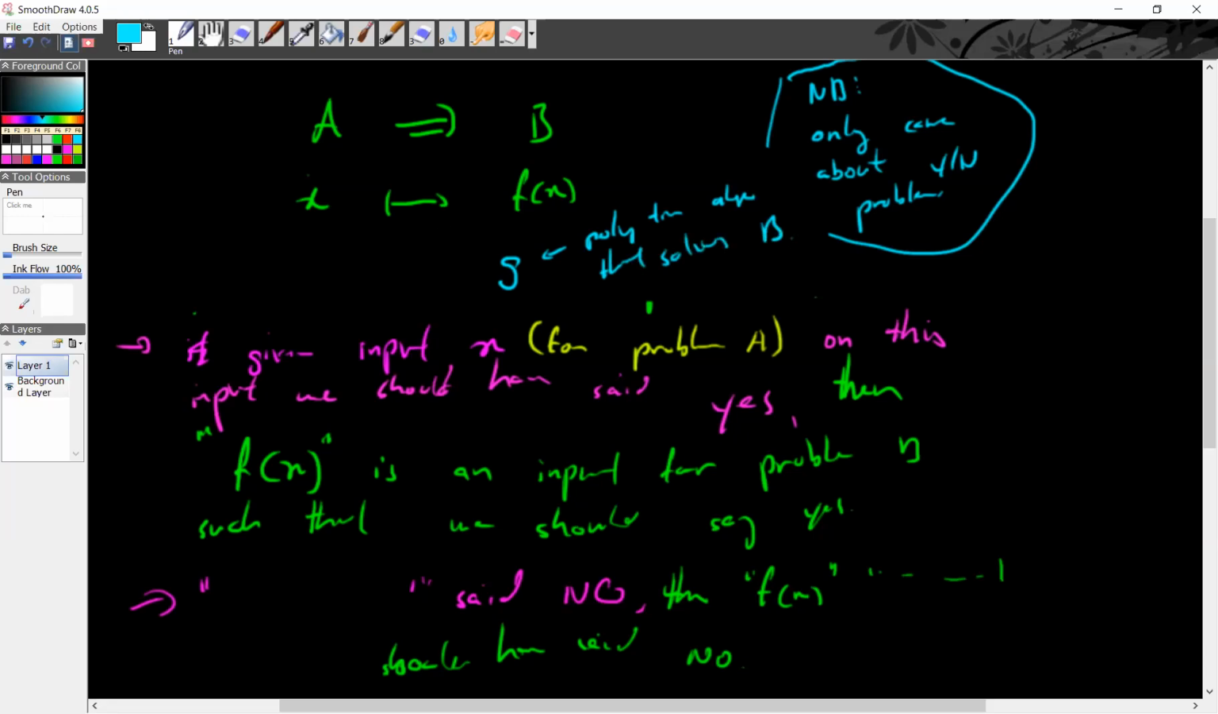Okay, so think about how I can use G and I can use F to solve A. Well, one way to do it is that I'm going to take X, right? The algorithm is going to first obtain F(x) and then run G on F(x), right? Because G solves problem B, and F(x) is now technically an instance of problem B, right?